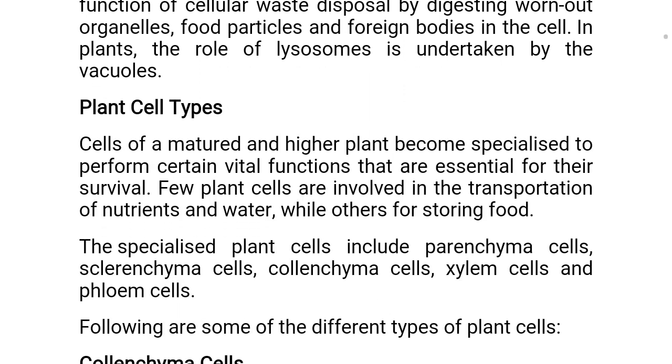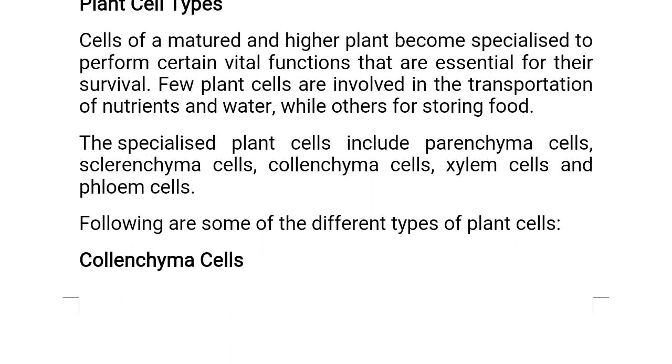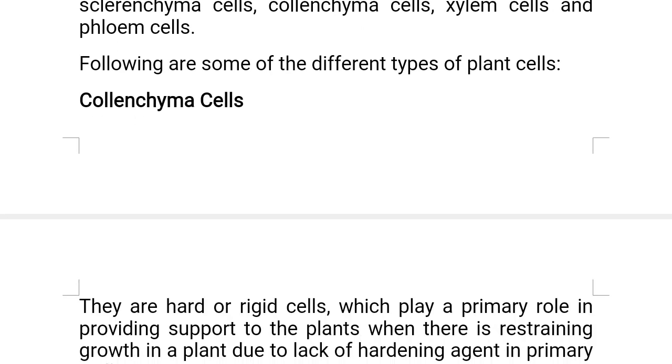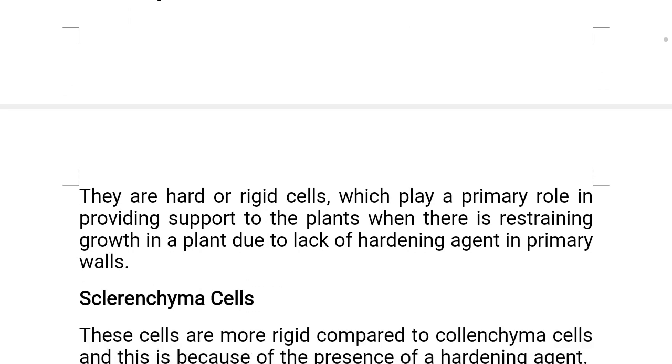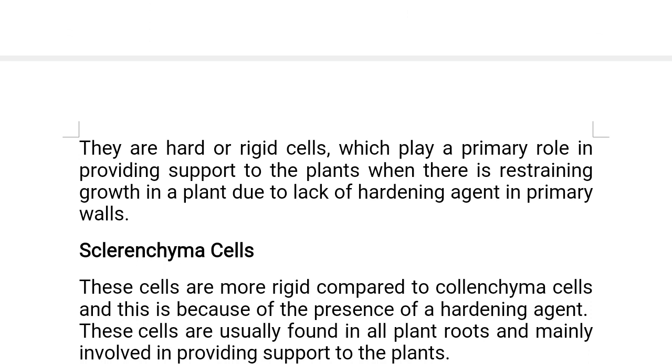So let's look at other plant cell types. Under this, we have the collenchyma, we have the parenchyma, and we have the sclerenchyma. Collenchyma. The collenchyma is a hard cell which primarily supports the plants. So let's look at the anatomy of a collenchyma.